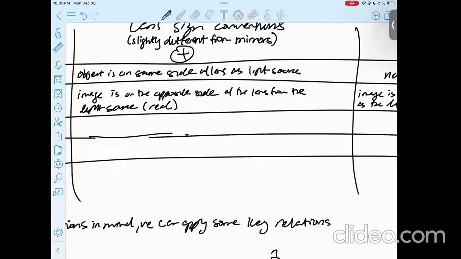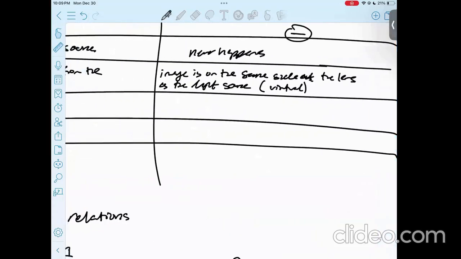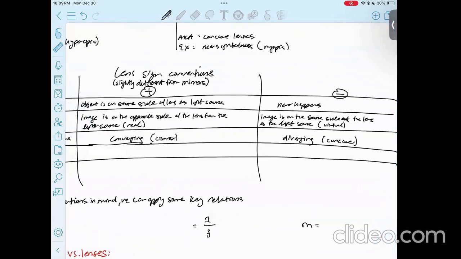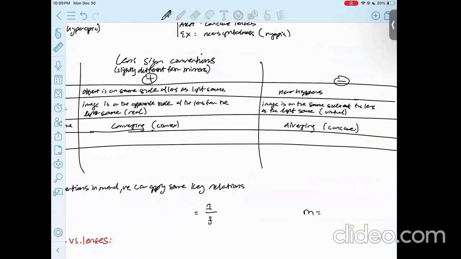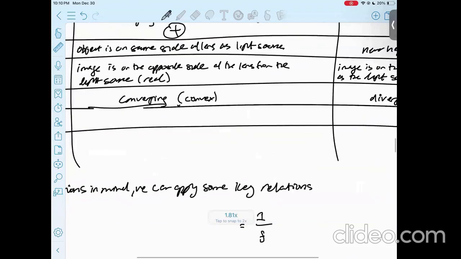I'll write it like this. Converging or convex. And negative radius of curvature is a diverging lens or a concave lens. And notice this is also flipped relative to the mirrors, and that a concave mirror had a positive radius of curvature before. Focal length is going to follow the radius of curvature as before.